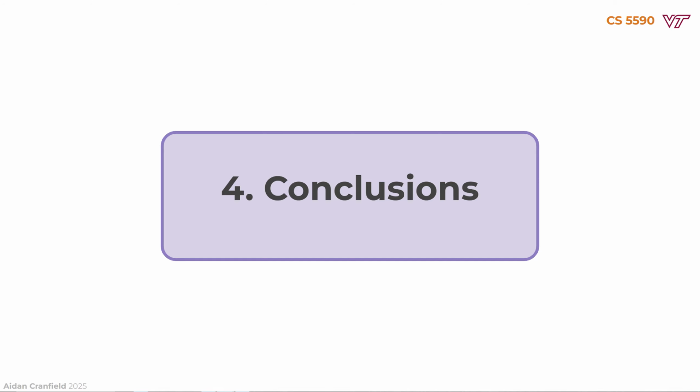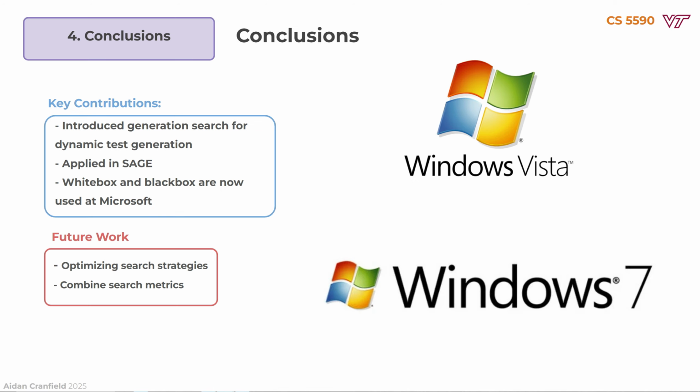And now we can move on to the conclusions and start wrapping this up. So for the conclusions, some key contributions. The researchers introduced generational search for dynamic test generation, and this was applied in their SAGE testing tool. So now at Microsoft, whitebox and blackbox testing are used to extensively test all of their software going forward from, when was this, 2008. And some future work the researchers mentioned was that they were optimizing search strategies and wanted to combine certain search metrics to make it more efficient.